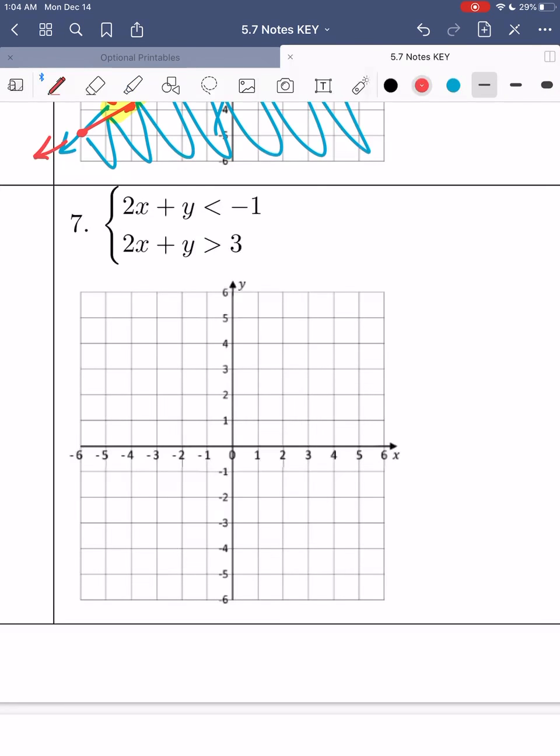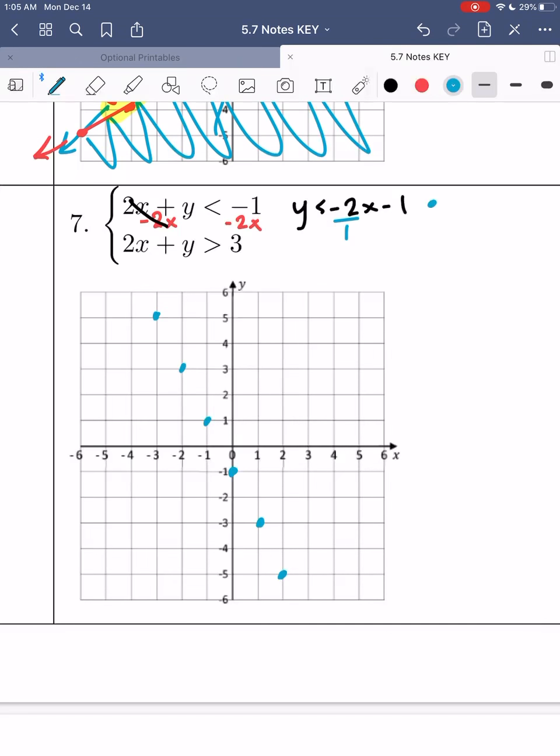Okay, problem with this one is they did not give it to us in y equals mx plus b yet. I need to move the 2x over first. So this equation would actually be y, that's a positive y, is less than negative 2x minus 1. I'm going to go ahead and graph that. So I have minus 1 y-intercept and a slope of negative 2 over 1, so that's down 2 to the right 1. And I can keep going the other way.